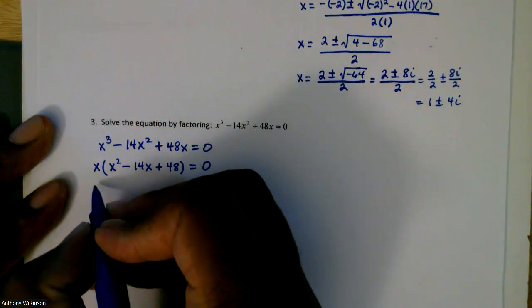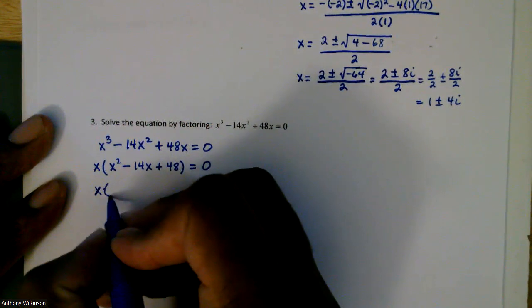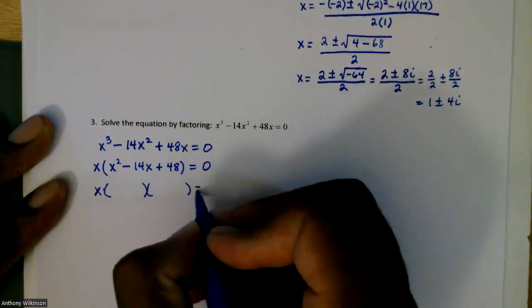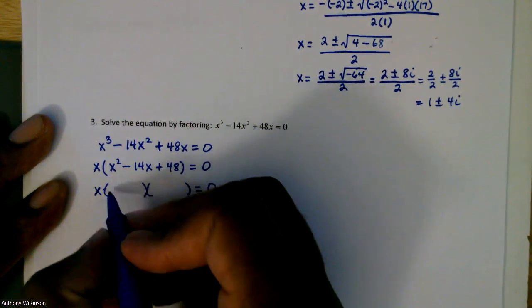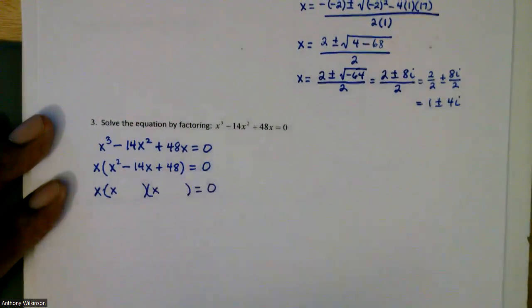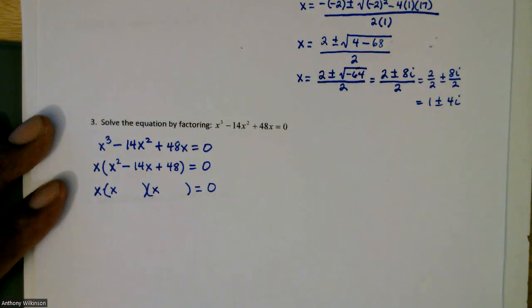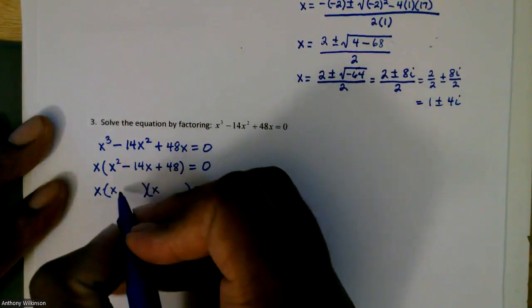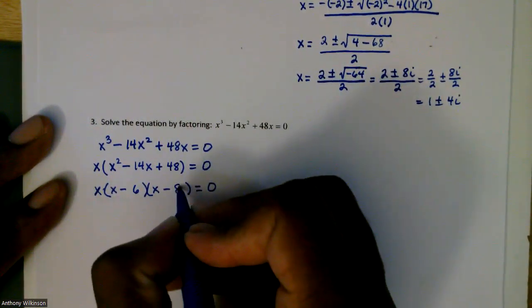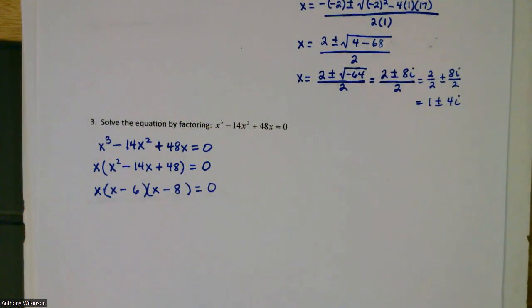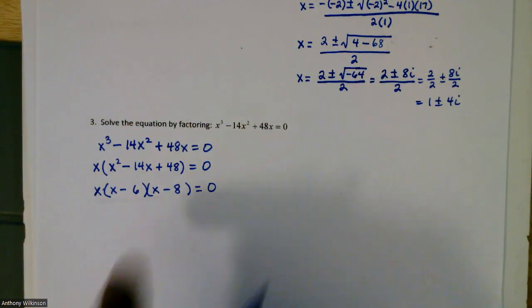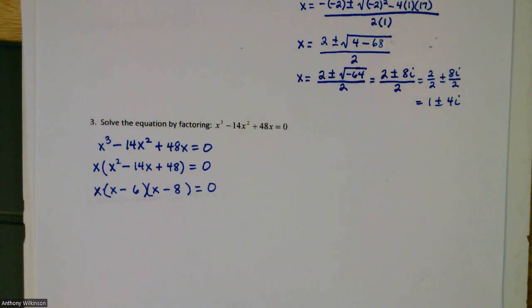I can factor that into 2 binomials. So I'll bring this x down and write this as a product of two binomials. That x squared, I can break that up as x times x, and I'll need factors of 48 that would give me negative 14x as a middle term. And it will have to be minus 6 and minus 8, because the middle term is a minus and the last term is a plus. So both the 6 and the 8 must be minus. Okay. Now, factored completely, I have x times x minus 6 times x minus 8 equal to 0.